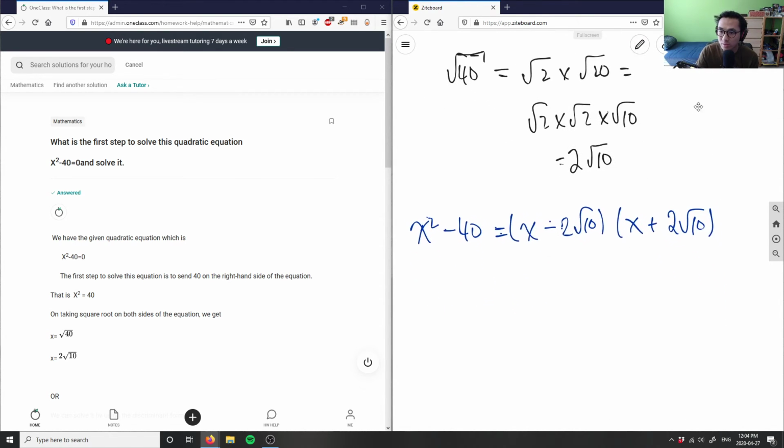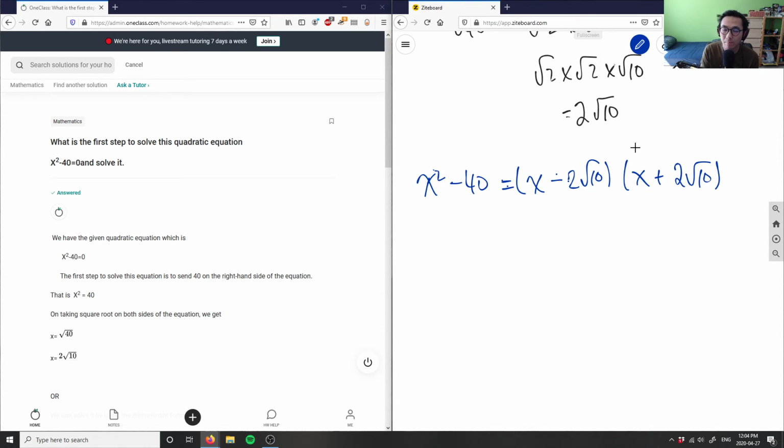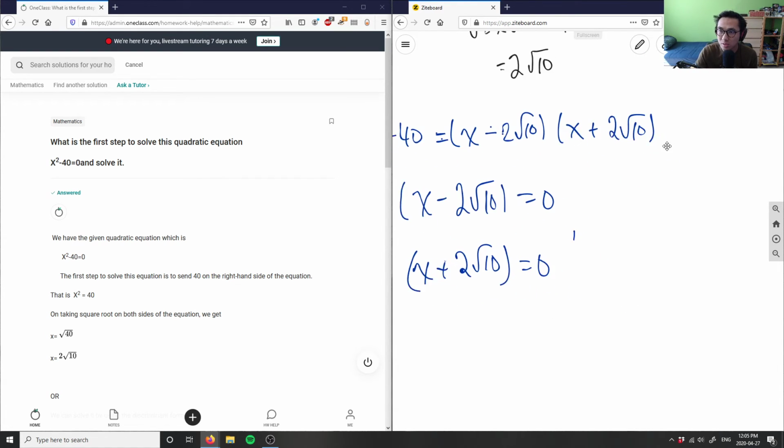So which equals 0. And then what I can do is set this equation to 0. X minus 2 root 10 equals 0, and then x plus 2 root 10 equals 0, and we're going to realize that here x has two solutions.